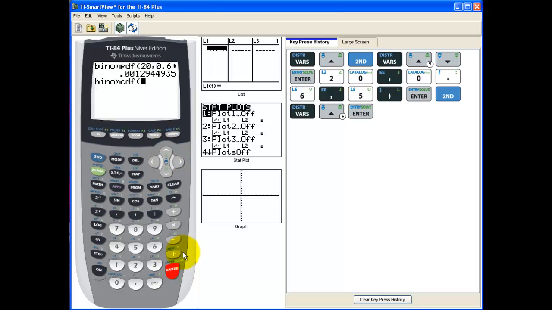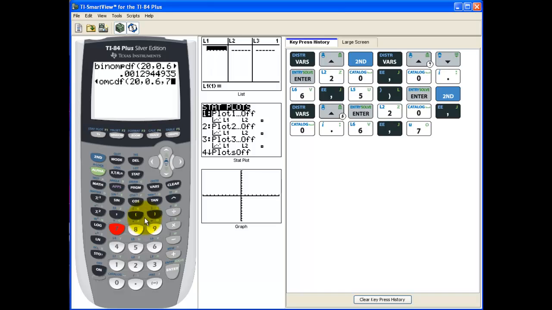So we'll select that. And the syntax for that is the same. So in this case, it would be 20, comma, 0.6, comma, and we're looking again for the probability that x is less than or equal to 7. And so there's the result right there.